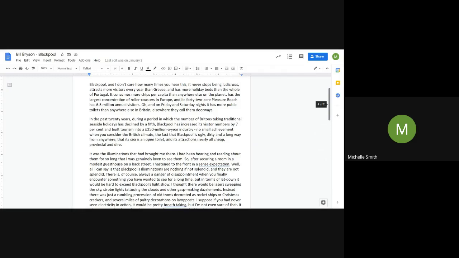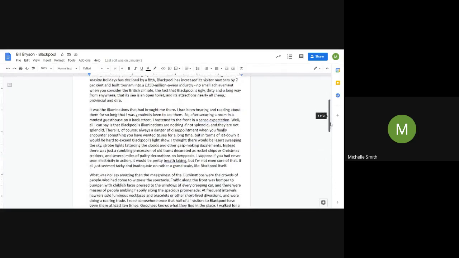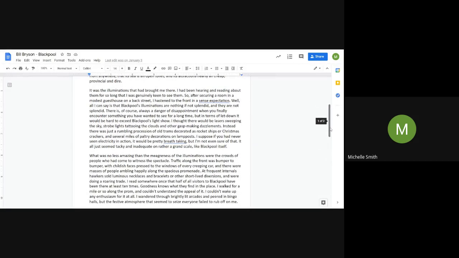In the past 20 years, during a period in which the number of Britons taking traditional seaside holidays has declined by 1/5, Blackpool has increased its visitor numbers by 7% and built tourism into a 250 million a year industry. No small achievement when you consider the British climate, the fact that Blackpool is ugly, dirty, and a long way from anywhere, that its sea is an open toilet, and its attractions nearly all cheap, provincial, and dire. It was the illuminations that had brought me there.